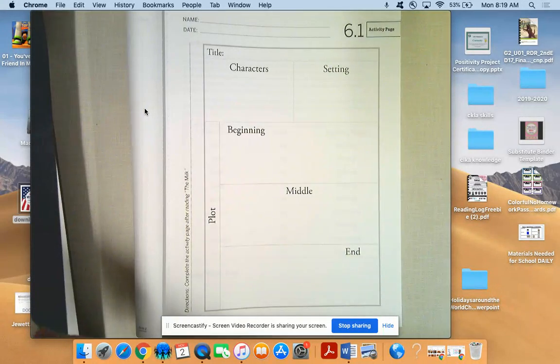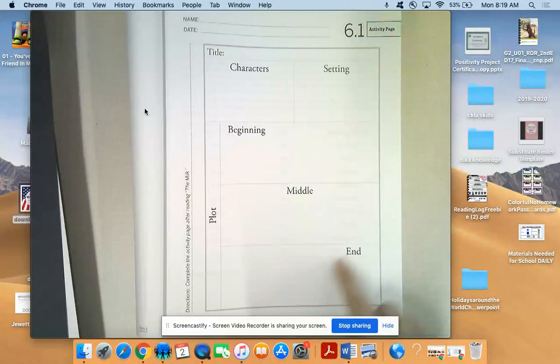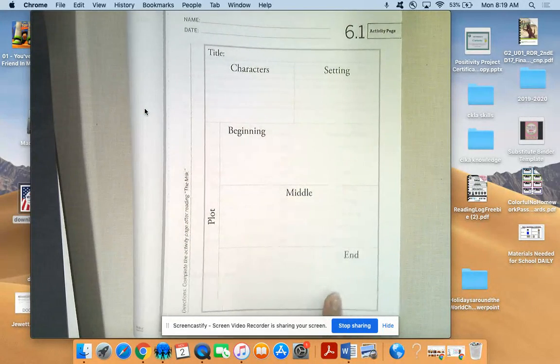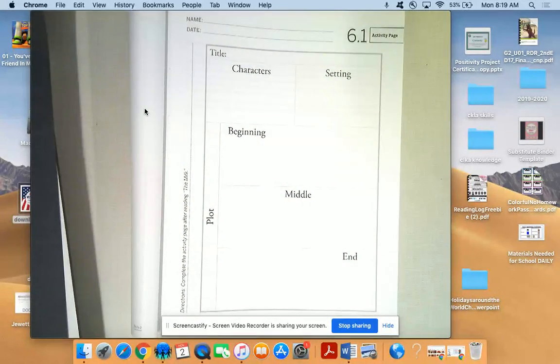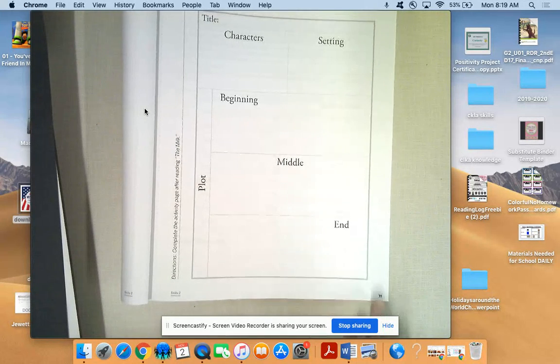I'm going to go back to my slideshow, but we're going to be working on using the story The Milk to complete 6.1. So if you want to get that out and ready, at the bottom it is page 31.